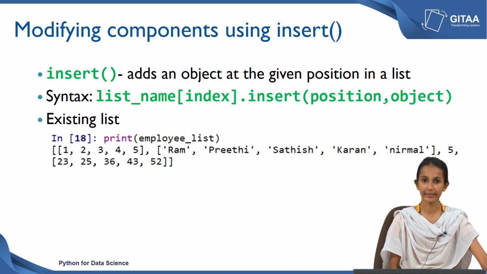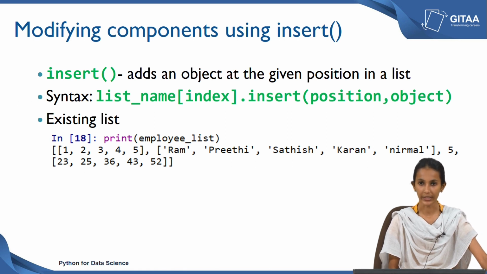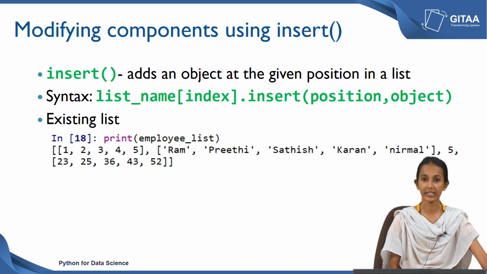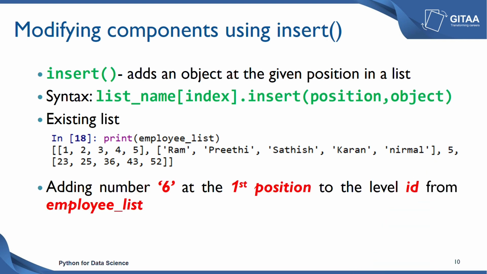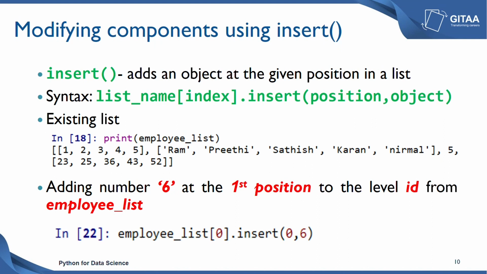So, this is our existing list: 1, 2, 3, 4, 5 IDs, the 5 employee names, number of employees and the respective ages. Let us say I wanted to add ID number 6 to the ID at the first position. So, it will be employee_list name and we have to specify the index: the ID as level 0, dot insert. Position is at which position you wanted to insert. I am inserting at the first position, so the corresponding index will be 0.